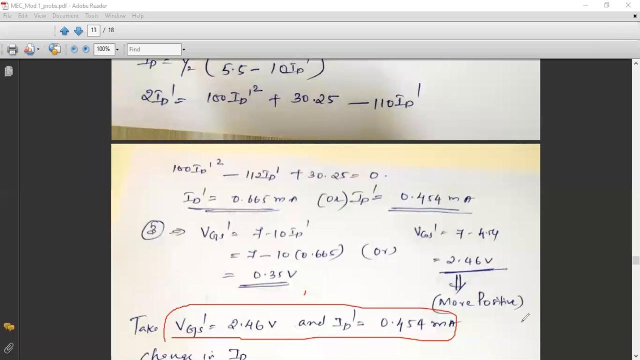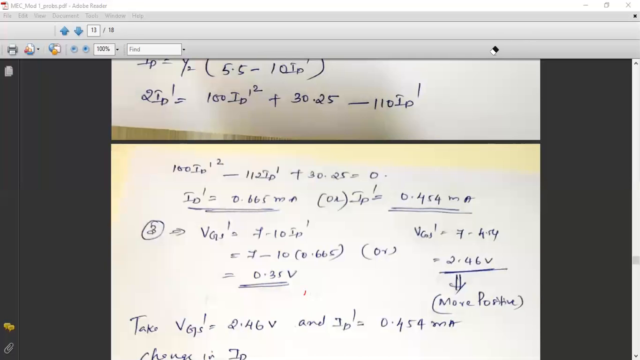So these are the two ideal values for this specific operating point. Is that clear for you? Whenever you are solving a quadratic equation, you will get two answers for ID dash, out of which you have to finalize one. For that, you have to calculate VGS dash and compare the two answers. Whichever is more positive would be better, since it is an NMOS. You know that NMOS means the gate should be more positive for the conduction to take place. So your final answer is 2.46 and 0.454 milliampere.